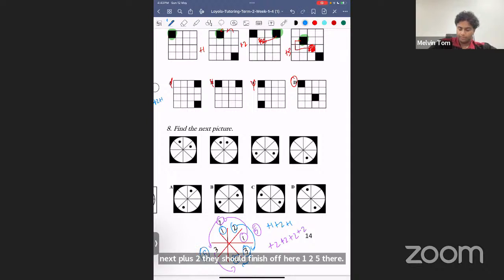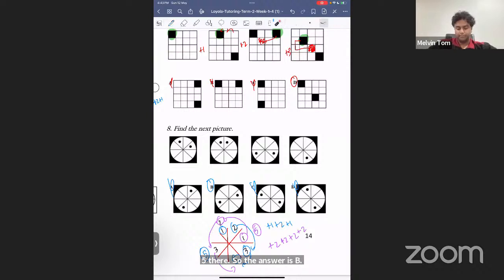5 there. So the answer is B. The answer is B, right? So just to recap again, the purple dot goes +2, +2, +2, should go +2 again. The blue dot goes +1, +2, +1, +2. All right. Hopefully all good so far.